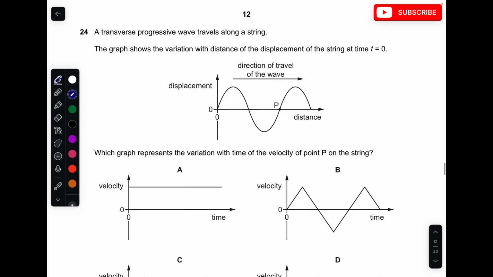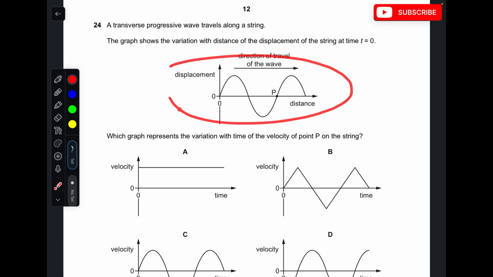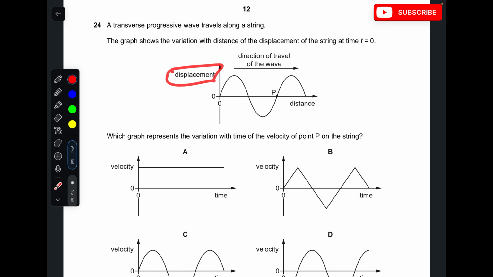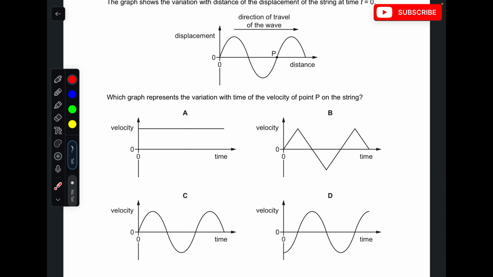Moving forward, a transverse progressive wave travels along a string. The graph shows the variation with distance of the displacement of the string at time t equal to 0. Which graph represents the variation with time? Okay, so this graph is between displacement and distance, whereas these graphs are between velocity and time. You have to tell about the variation of the velocity for the point P. Point P is at this point.